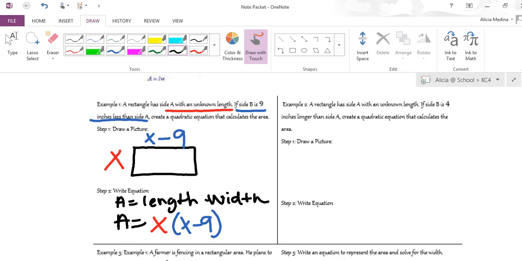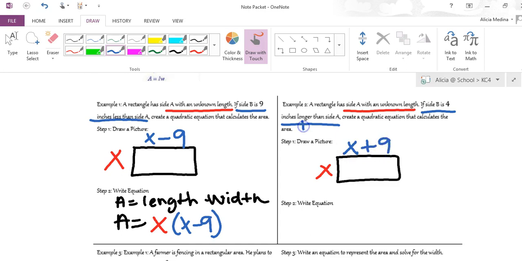Example number 2. The rectangle has side A with an unknown length. So I have some rectangle. We don't know what A is. And side B is 4 inches longer than side A. So 4 inches longer than side A is going to be whatever A is. Longer means add, right? So longer here means add. Less than means subtract.